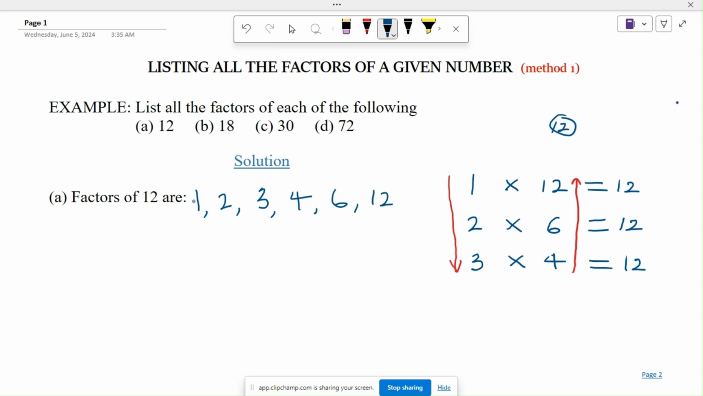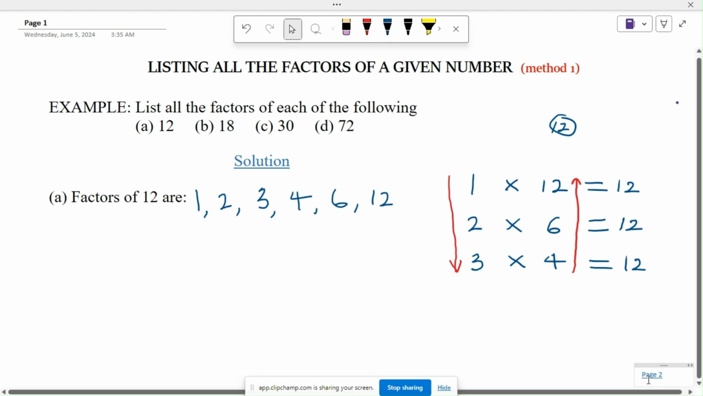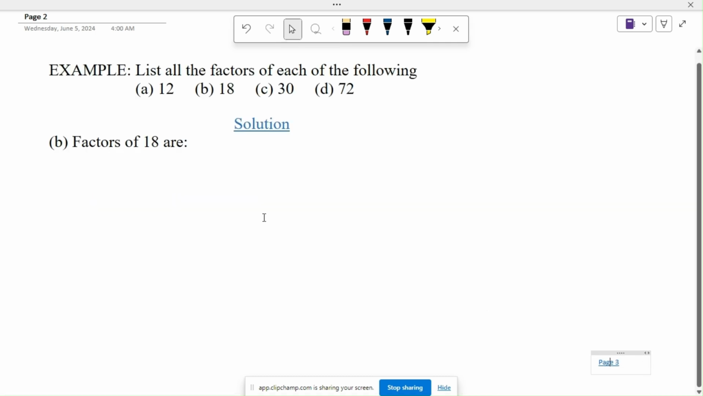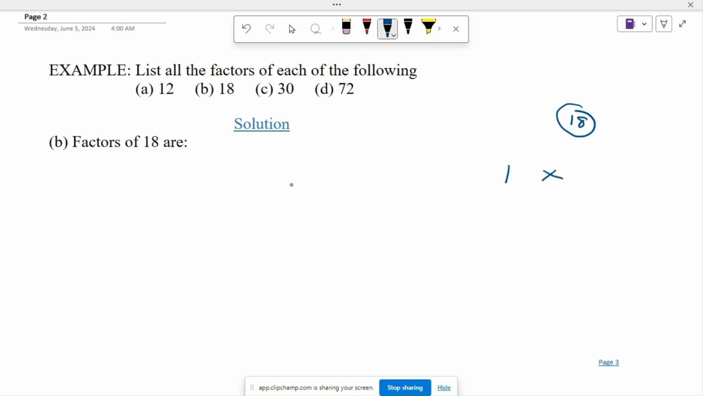So let's move on to the next one. Let's check 18. We want to list the factors of 18. So we are going to B now. Now we will do the same thing as we did in the first one. So we are dealing with 18 now. We start looking for two whole numbers that we can multiply together that will give us 18. So we start with 1, just as we did in the previous example. 1 multiplied by 18 will give us 18.